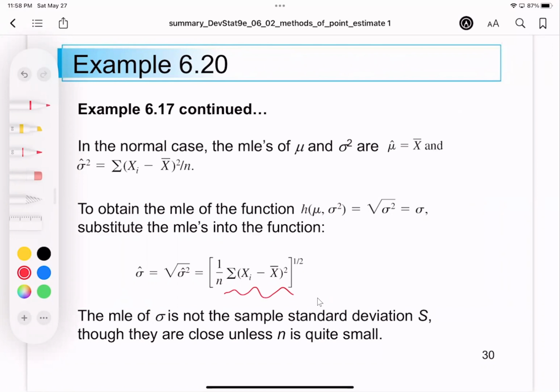Of course, this one is different from the sample standard deviation. In the sample standard deviation, we have n-1 there. This one is good for the large n. It's smaller for small n, the 1 over n is biased.